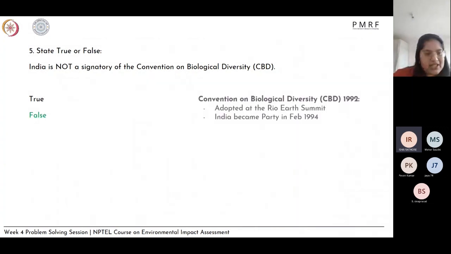The answer is false because India is a signatory of the Convention on Biological Diversity. But the keyword was not, which was India. It's saying that India is not a signatory of CBD, but India is a signatory of CBD, having signed it in February 1994. So you need to look at the statement and the keyword and the implied meaning of the keyword. So the statement is false. India is a signatory of the CBD, and it presents the CBD reports at regular intervals on its progress.